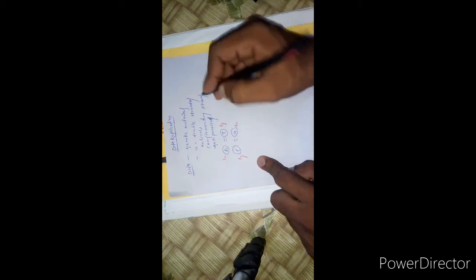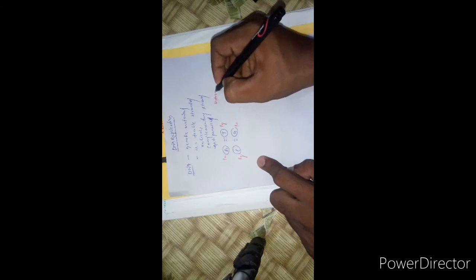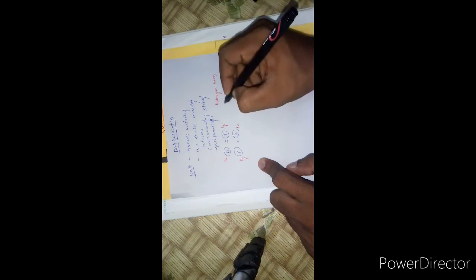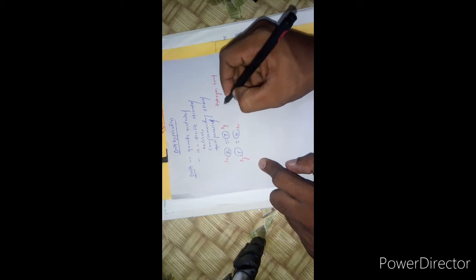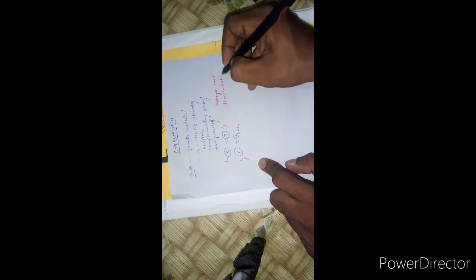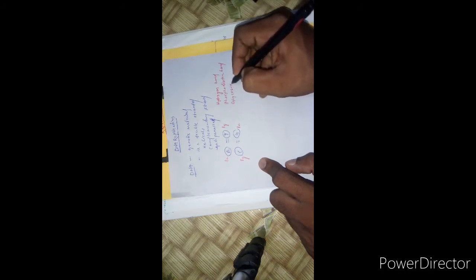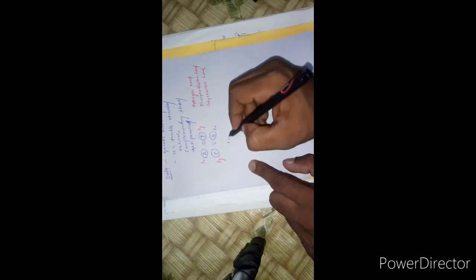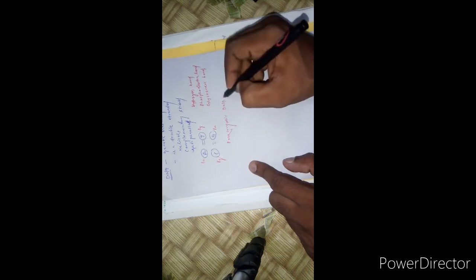In the DNA there are some bonds like hydrogen bond, which we have to remember because these are very much important in the DNA replication process. Phosphodiester bond, and glycosidic bond. Okay, let's discuss the prokaryotic DNA replication.